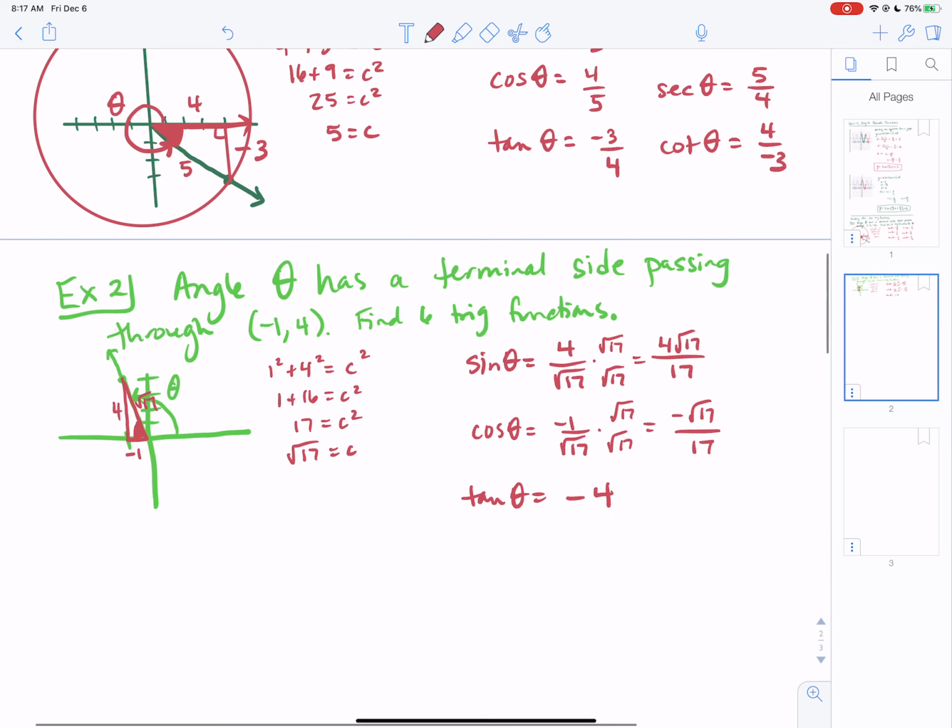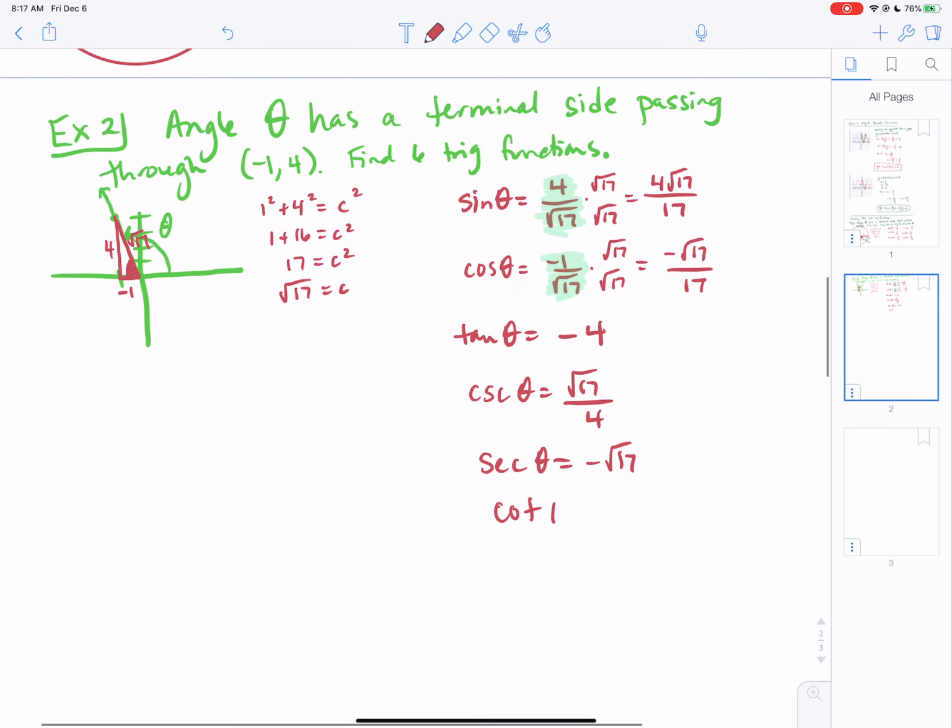And then do all the reciprocals. So the reciprocals are really easy if you don't do the final answer in this case, but do these guys here, because that's going to just put our square roots on top. Okay, so cosecant is just going to be root 17 over 4. Secant is just going to be negative root 17 over 1. And then cotangent is going to be -1 fourth.